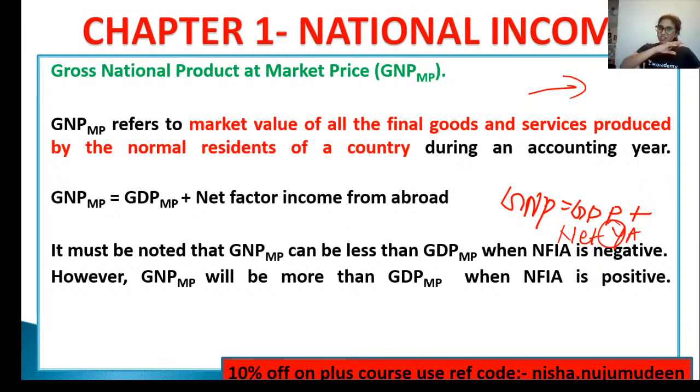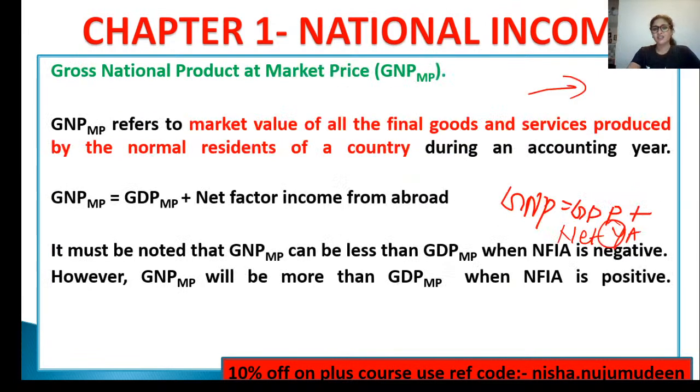Just like your GDP, your GNP is also classified into market price and factor cost. So you can just go through. So thus the income of all the residents and the non-residents, that is NRIs of a country, as long as they are citizens of India, is included in what? In your GNP. Clear?